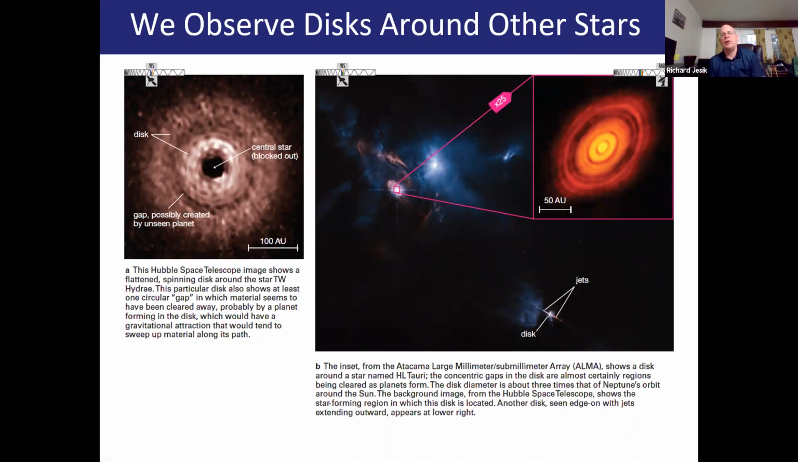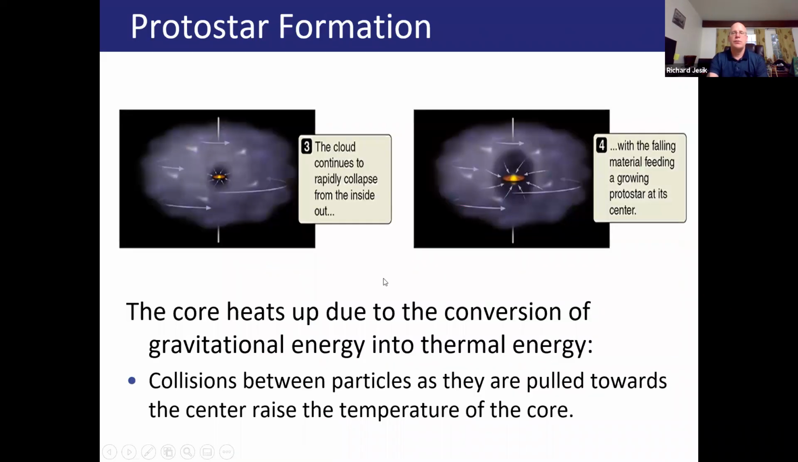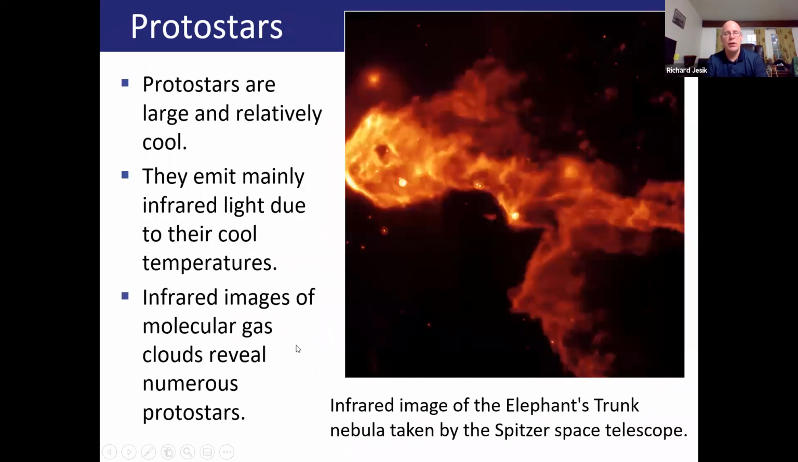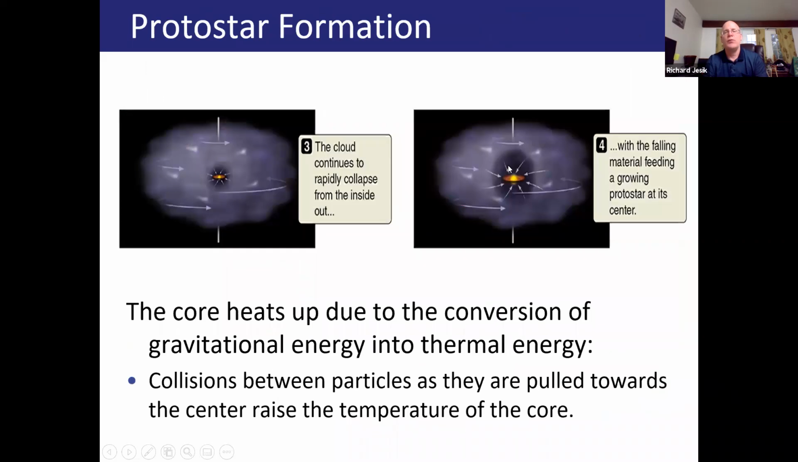Those are all animations, but these are actual images of other star systems where we can see this disk forming. We observe these disks around other stars. It's going to continue to shrink and get hotter and hotter. It's going to convert gravitational energy into thermal energy, and gravity is going to keep trying to pull in. The volume is going to shrink, the temperature is going to get hotter, and finally we will get what's called a protostar.